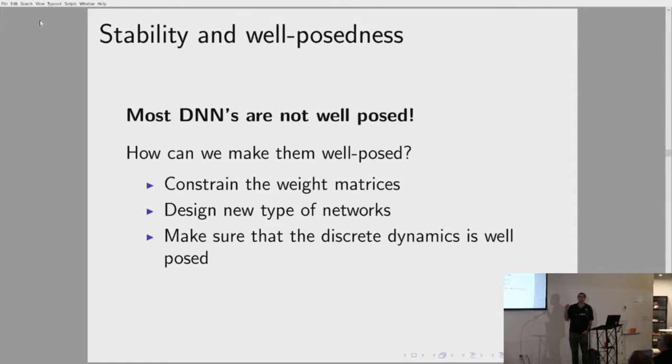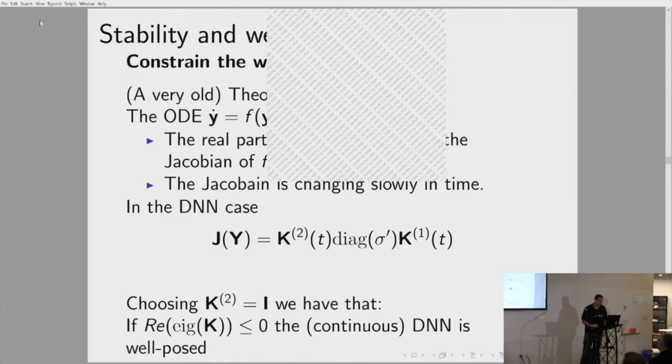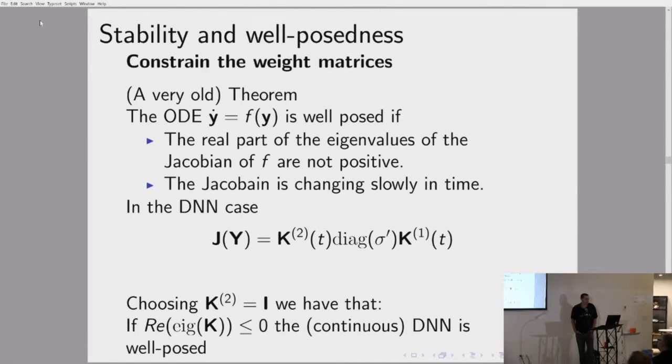We can start constraining the weight matrices, and we can design new networks that will be well posed, and make sure that the discrete dynamics is well posed. That's because we talk about continuous dynamics, but there are discrete dynamics, which I'll talk about in a second. Okay, so this is a very old theorem, which, by the way, I quoted wrong once, so I'll try not to do it again.